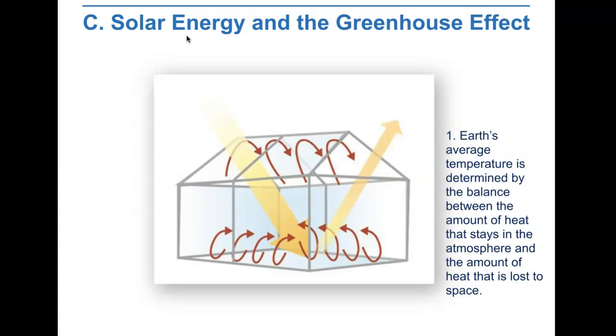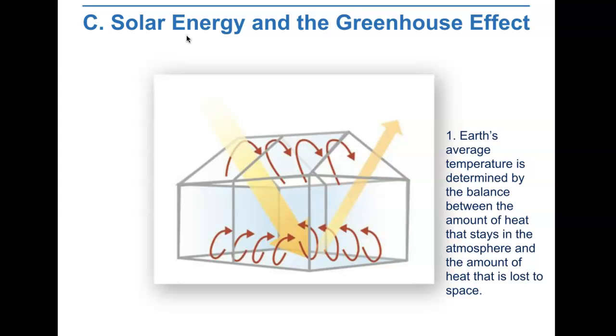Solar energy and the greenhouse effect. Solar energy arrives as sunlight striking Earth's surface. Some of the energy is reflected into space and some is absorbed and converted into heat. Some of that heat radiates into space and some is trapped within the atmosphere. Earth's average temperature is determined by the balance between the amount of heat that stays in the atmosphere and the amount of heat that is lost into space.